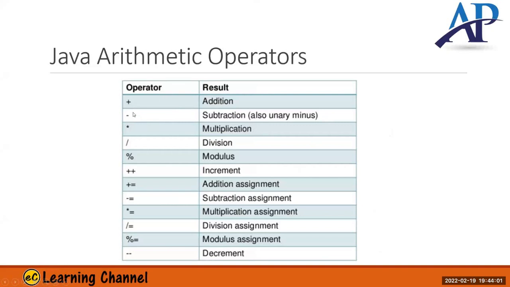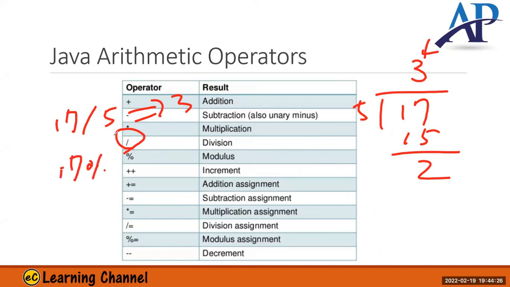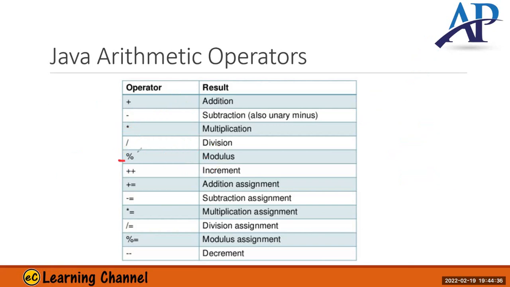For arithmetic, you have plus, minus, times, division, and modulus. The more important part is division. When you have 17 divided by 5, you get 3 times 5, remainder 2. So 17 divided by 5 gives you 3. 17 modulus 5 gives you 2. That's modulus: the remainder that you get after the division.